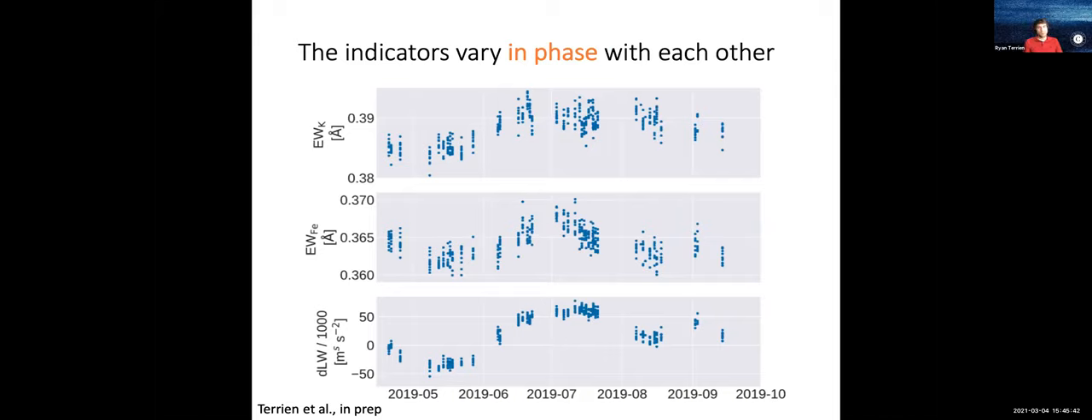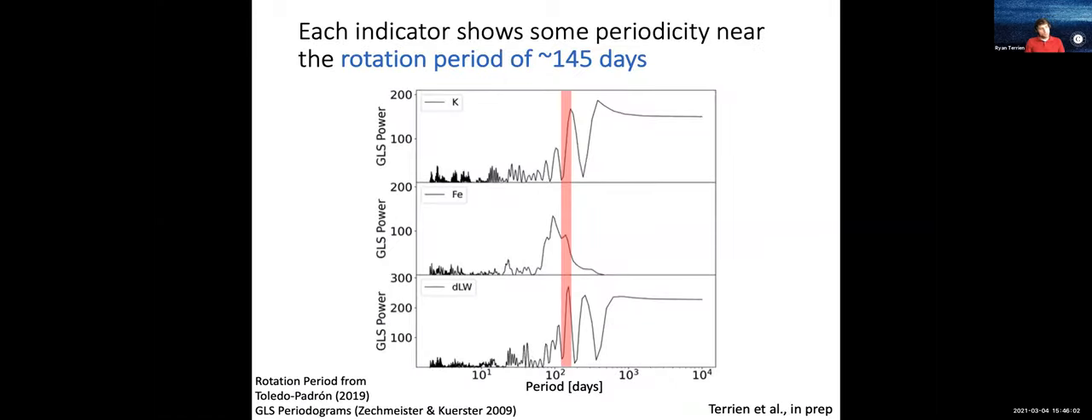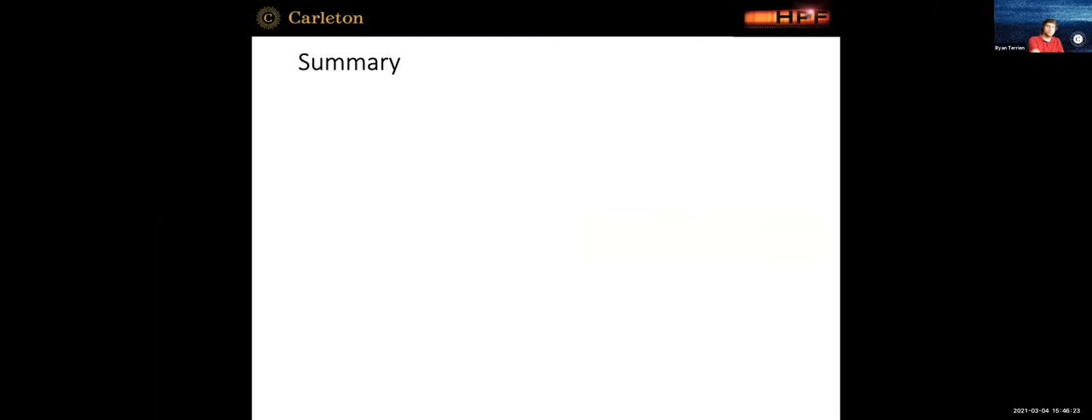The next point I'll make is that if I stack these indicators on top of each other, these are all the data points you've seen already, but aligned in time, they pretty clearly phase up with each other as well: the potassium equivalent width, the iron equivalent width, and the line width value itself. And finally, this is all preliminary, but if we plug those indicators into a periodogram analysis, in each case we do see power popping up near the known rotation period for this star. So these all seem to be pointing at a common origin that's consistent with the Zeeman effect driving the variations that we see.